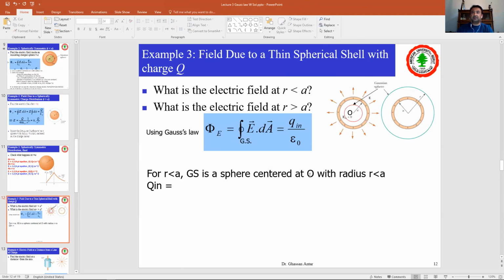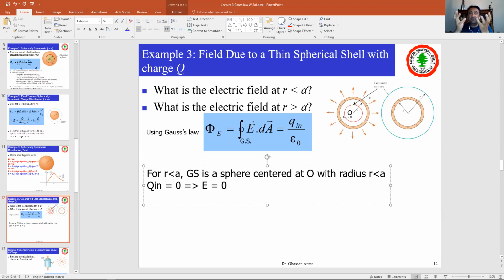For r smaller than a, with the Gaussian sphere centered at O, what's Q inside in this case? Q inside is equal to 0. There's no charge inside. So this tells me that my electric field is equal to 0. I don't have electric field inside, even though I have a charge.